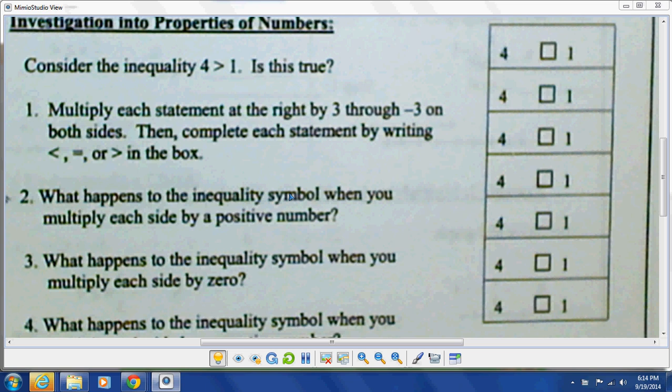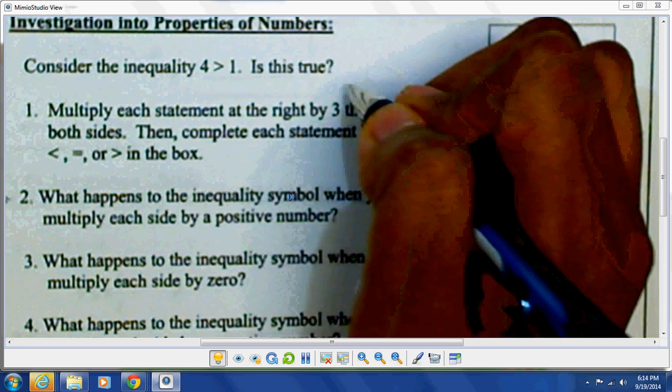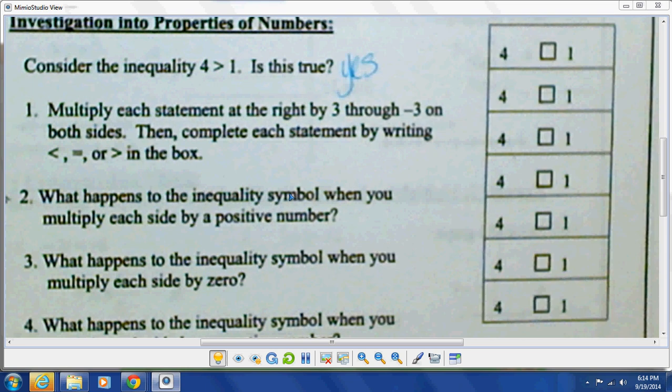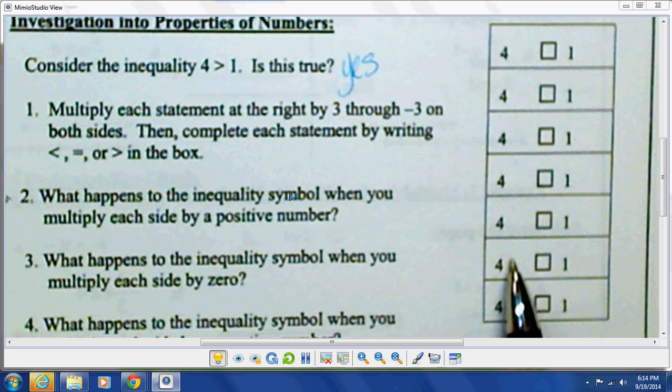Okay, it says consider the inequality 4 is greater than 1. Is this true? You should have answered yes. So now what it's telling us to do is to multiply each statement at the right by 3 through negative 3. So that means 3, 2, 1, 0, negative 1, negative 2, negative 3. And it says to do that on both sides. So I'm going to multiply all of these by 3 through negative 3, and I'm going to multiply all of these by 3 through negative 3. Then it says we're going to complete the statement by writing less than, equal to, or greater than in the box.